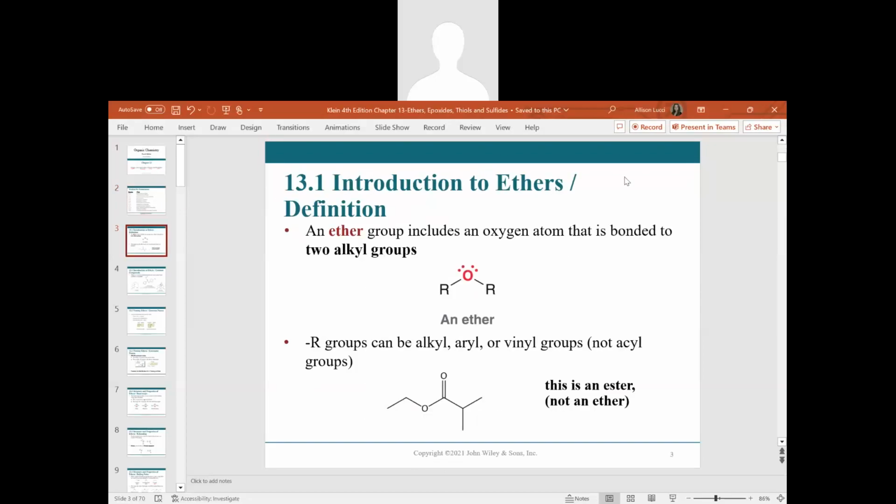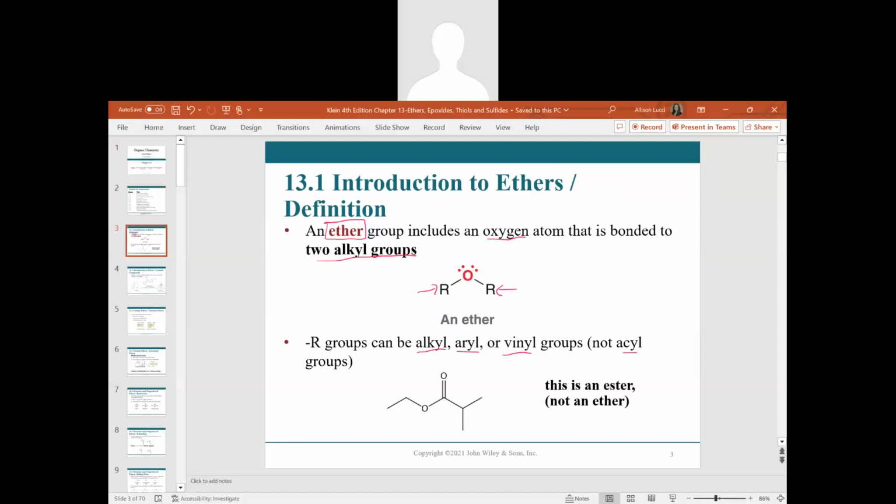So in section 1, we're introduced to ethers, and if you recall, we looked at the ether functional group, where we have an oxygen atom bonded to two alkyl groups in this example here, so two R groups. These are our alkyl groups, but the R groups could be alkyl, they could be aryl, such as benzene rings, or we could have vinyl groups.